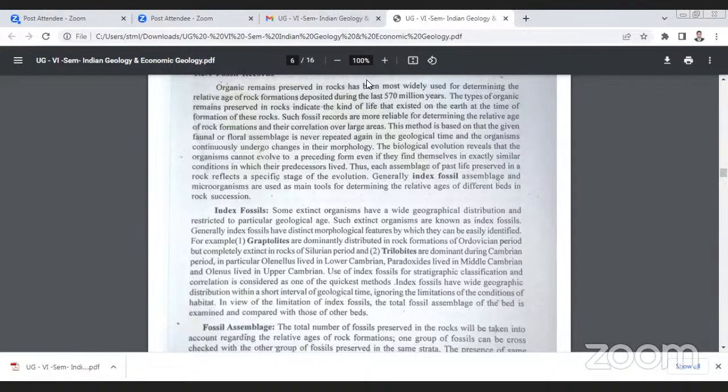Now, what is the use of index fossils? Index fossils are useful for stratigraphical classification and also for correlation studies, and are considered one of the quickest methods. It is a very easy and quick method to find out the age of a rock. Index fossils have a wide geographic distribution within a short interval of geological time.